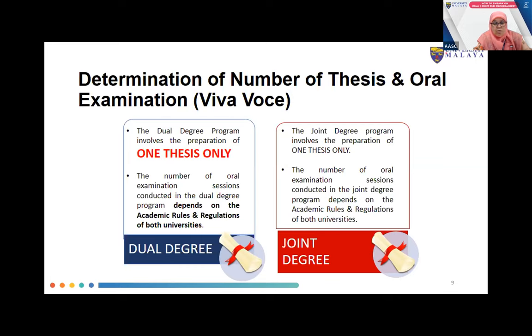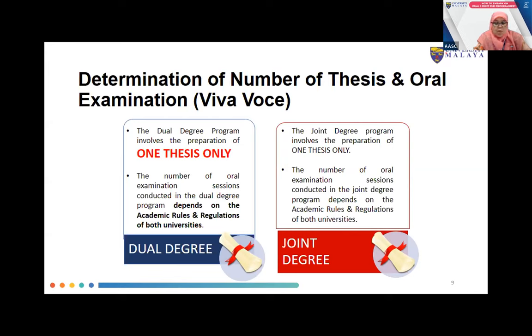Okay, let's see based on what we have produced. For a dual program, we need to produce only one thesis. And as you've seen in the pictures just now, both the home and host universities host the same viva, deliberating or assessing only one thesis. So to that extent the viva can be conducted.